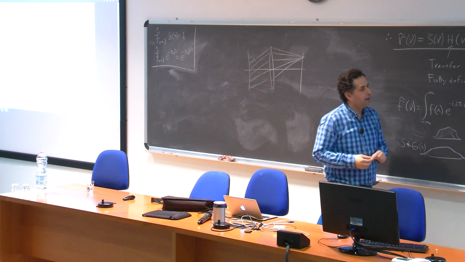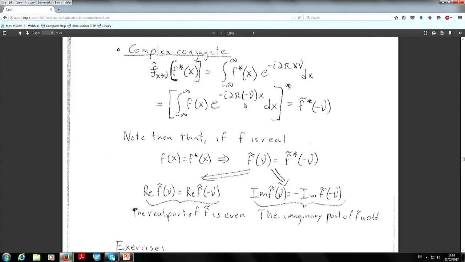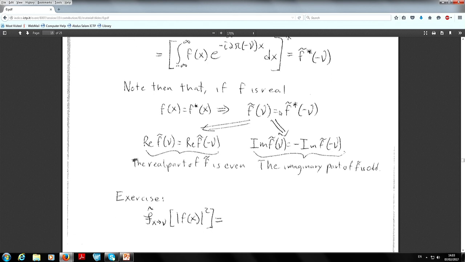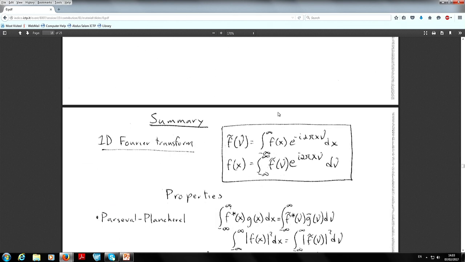And what this tells us, by the way, is that if the field is real, if F equals F star, then F tilde is F star tilde of minus nu. That means that the real part is symmetric and the imaginary part is anti-symmetric. But for the current topic, this is not so important. For other topics, this is really important. Okay, we can skip that one.